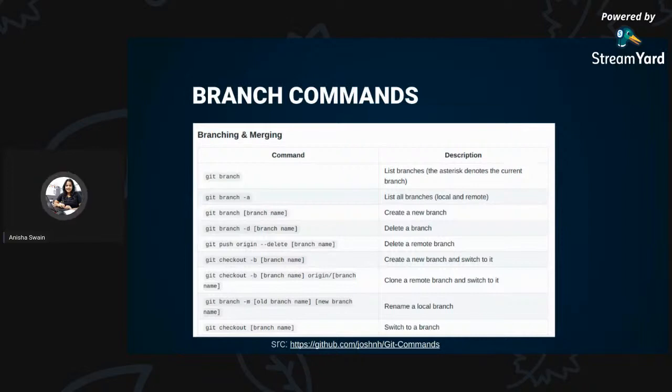Git branch lists all the branch names, and when you do git branch, it only lists the branches which are your local. But when you do git branch -a, it will also list down all the branches which are in your origin, in your remote. So if somebody else created a branch, that will also be visible in your git branch -a. Then if you give git branch and a name, you create a new branch, and so on. There are a couple of lists of commands which you can go through.